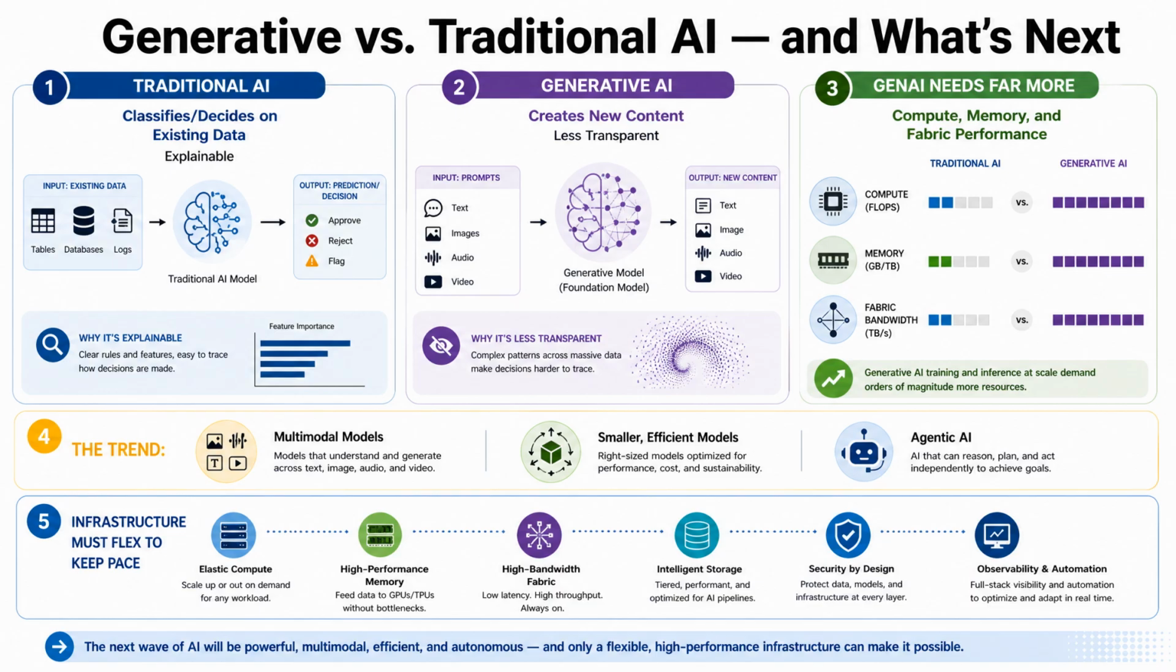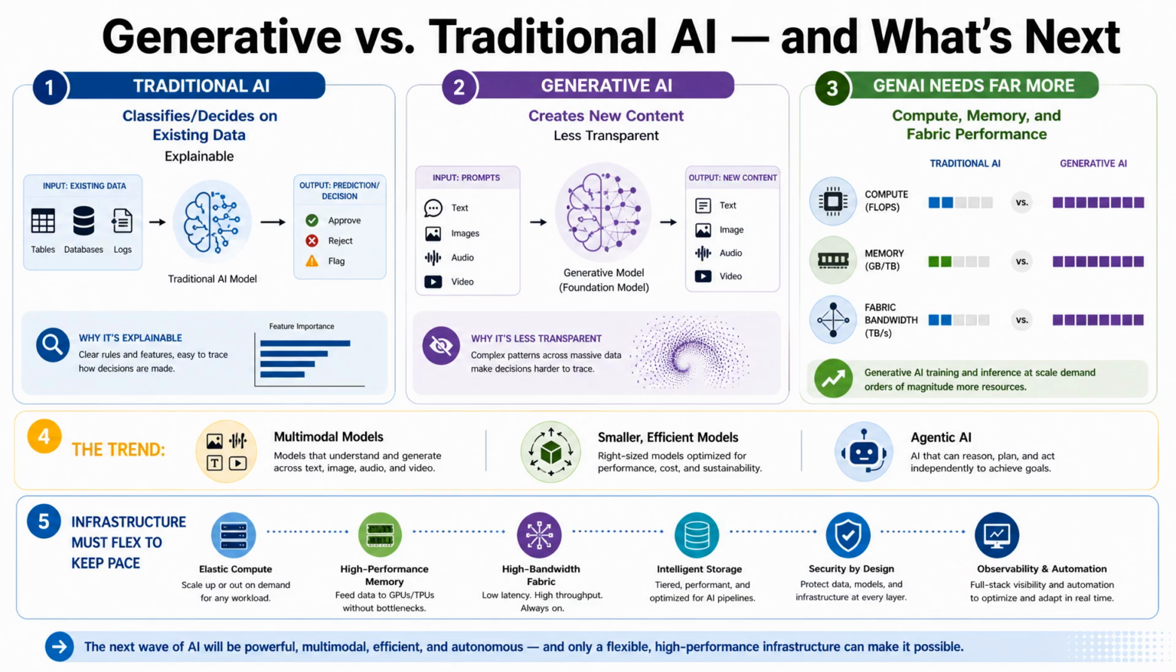Now panel 3 is the one that hits your budget. Generative AI needs far more. Look at those side-by-side bars: compute, memory, and fabric bandwidth, all dramatically higher for generative versus traditional. That note underneath says it plainly. Gen AI training and inference at scale demand orders of magnitude more resources. That's not a small step up. It's a different league, and it's the whole reason this certification exists.